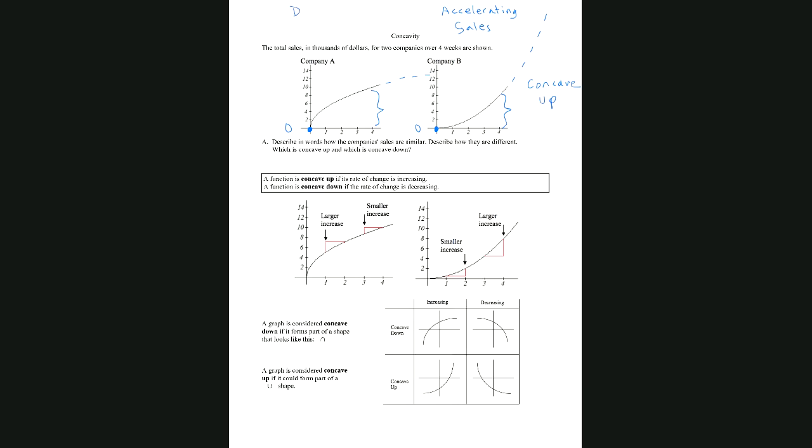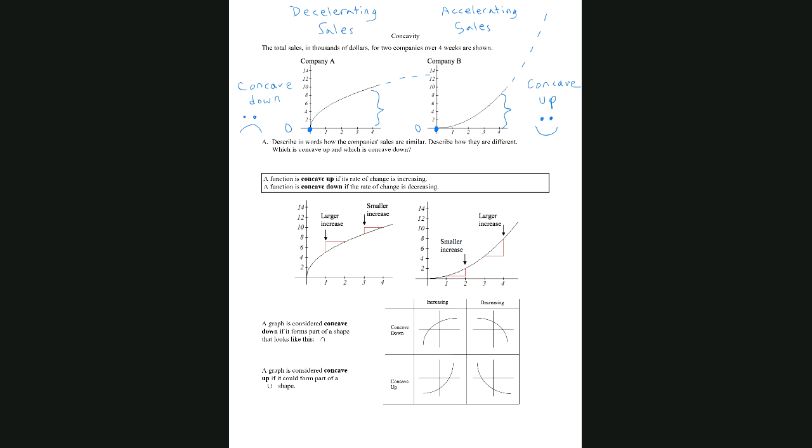And Company A's sales could be said to be decelerating. And this is a concave down curve. Now, one of the ways you can recognize a concave up curve is that it looks like a smile shape or a U shape. Concave down, on the other hand, would be a frown or an upside down U.